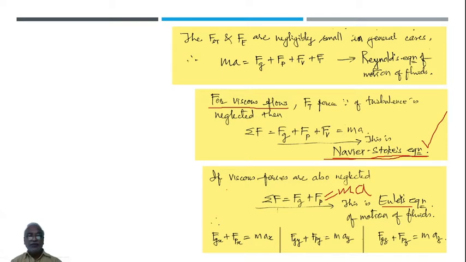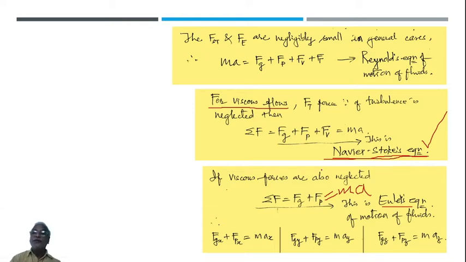So Fg plus Fp in the x direction is equal to max. Fg in the y direction plus Fp in the y direction is equal to may. Fgz plus Fpz is equal to maz, in the k direction or z direction. So this is the simplification after neglecting the not so important forces.